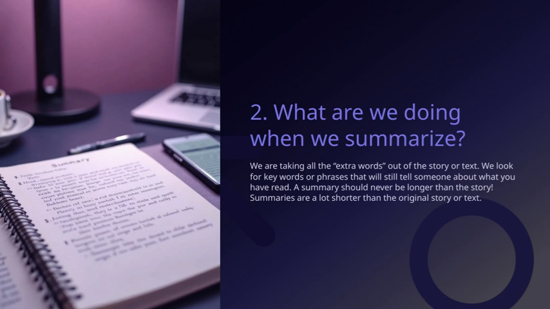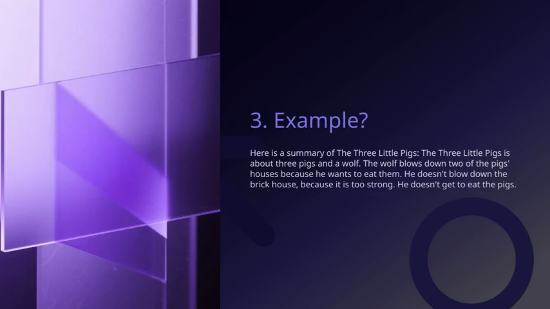Let's go over a quick summary of The Three Little Pigs. This story is about 3 pigs and a wolf. The wolf is the antagonist who tries to catch and eat the pigs. He blows down 2 of the pigs' houses because they are made of weaker materials, like straw and sticks, which are easy to knock over. The 3rd pig builds a house out of bricks, which is much stronger. Because of that, the wolf can't blow down the brick house. As a result, he doesn't get to eat the pigs. This story highlights the importance of building strong, secure homes and thinking ahead to protect ourselves. It also connects to the overall theme of planning and resilience.